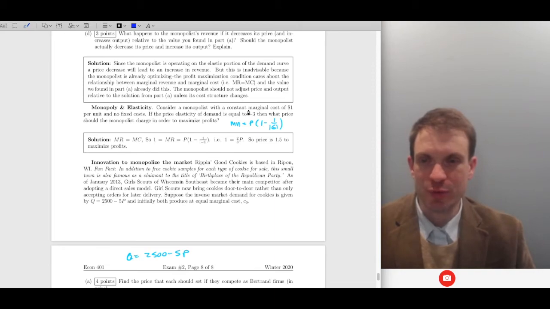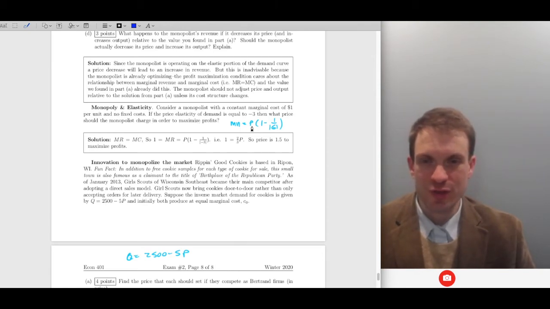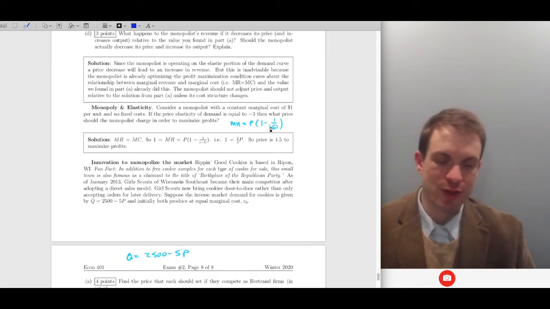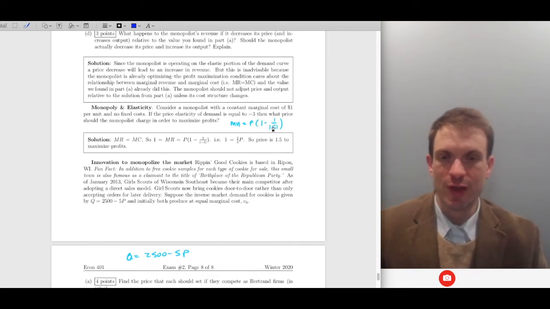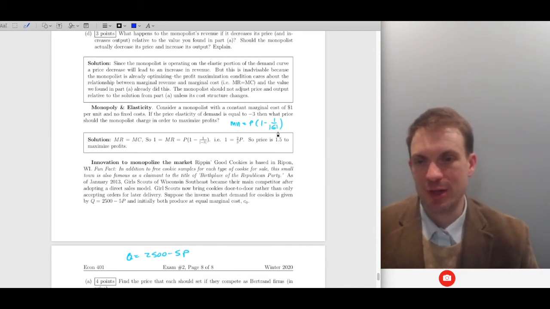All right, so monopoly and elasticity. Consider a monopolist with a constant marginal cost of $1 per unit, no fixed cost. If the price elasticity of demand is equal to -3, what price should the monopolist charge to maximize profits? Well, we have this expression, MR is equal to price times 1 minus 1 over the absolute value of elasticity. This is in Varian. This is the relationship between monopoly and elasticity.